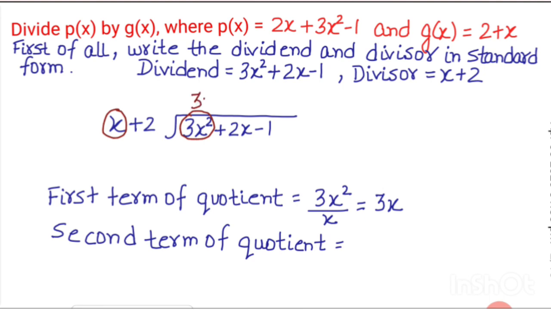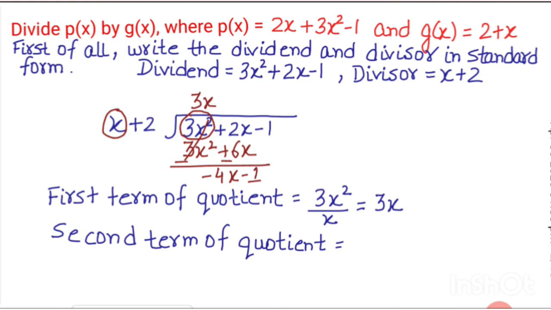Now we multiply divisor by the first term of quotient and subtract this product from the dividend, that is multiply x plus 2 by 3x. So 3x multiplied by x is 3x squared and 3x multiplied by 2 is 6x. Now subtract this from the dividend. On subtracting, the signs will change, so 3x squared minus 3x squared is 0, it will cancel out. 2x minus 6x is minus 4x, minus 1. This is the remainder here.